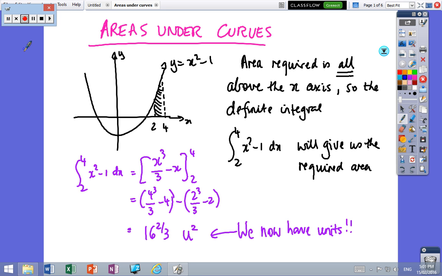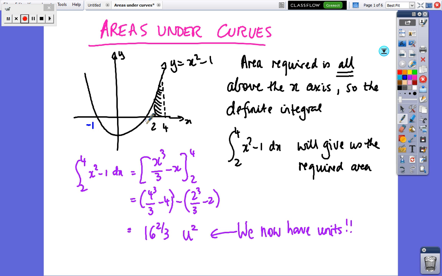So in this particular question, I've got y equals x squared minus 1. I want to find the area bounded by the curve, the x-axis, and x equals 2 and x equals 4. So I can sketch y equals x squared minus 1. It's got intercepts of minus 1 and plus 1 because you can factorise that pretty quickly. So that gives you the x-intercepts. Otherwise, you're going to have to use a graphics calculator to give you the x-intercepts.